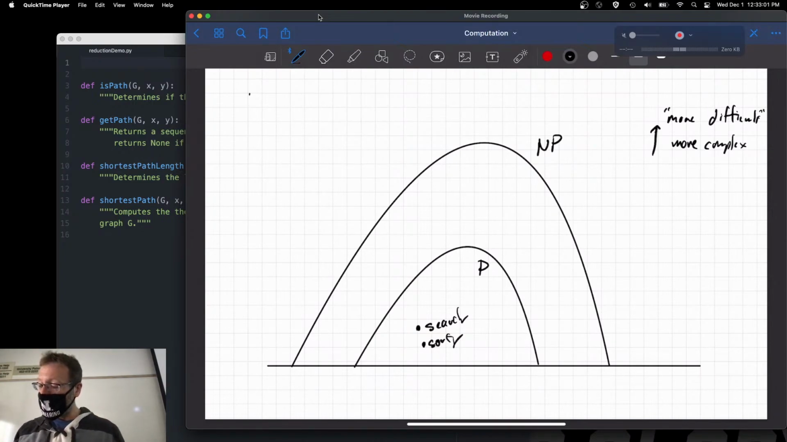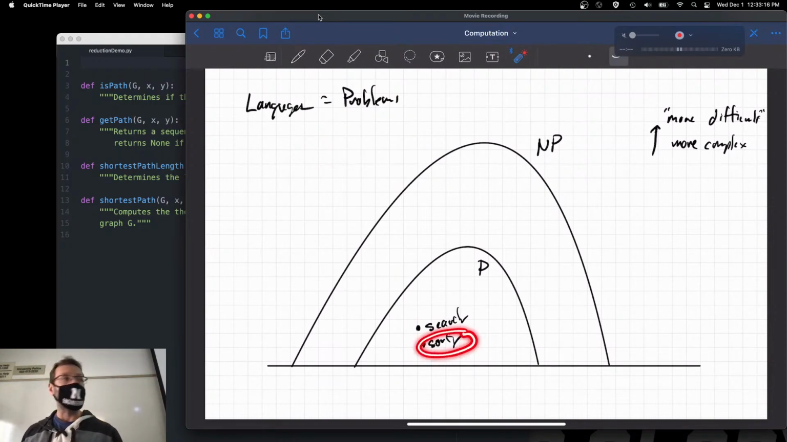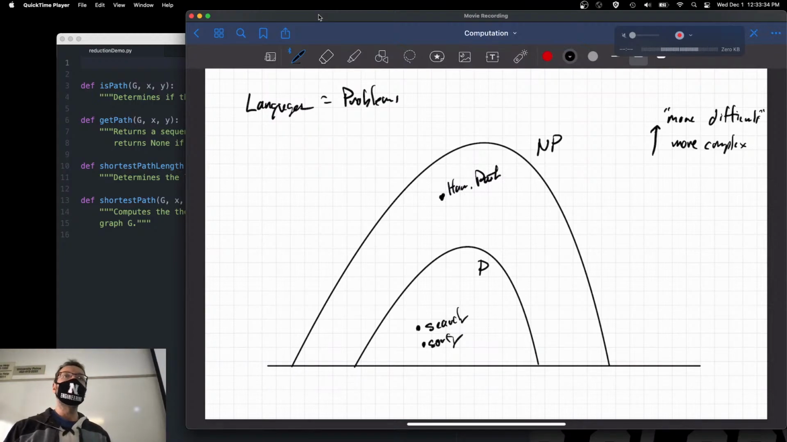This is a landscape of languages or problems. There are no algorithms here at all. The existence of an algorithm puts a problem in a particular complexity class. The existence of selection sort, for example, puts the problem of sorting down here in P. Any of the graph problems that we've looked at so far, except for one particular one, Hamiltonian path. That's up here somewhere. We don't know any polynomial time algorithm for this.